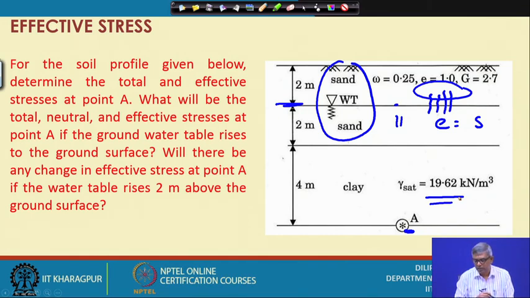After doing that, I can find out different quantities, that means the total stress at this point, and then the pore pressure at this point, and then the difference of these two will become the effective stress. So, that we will find out.